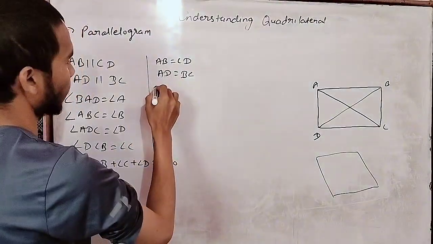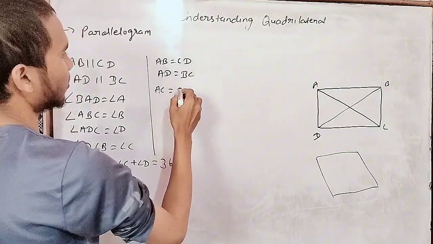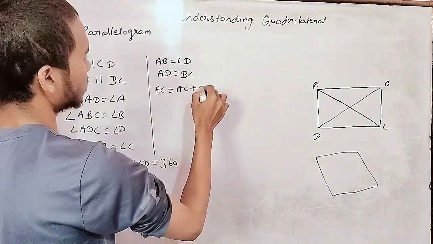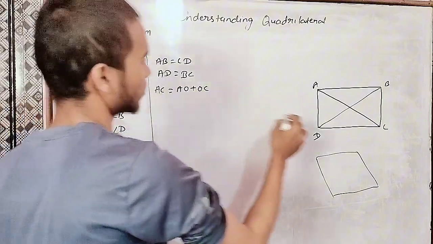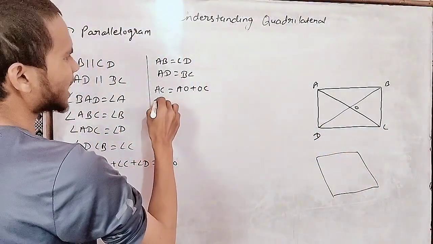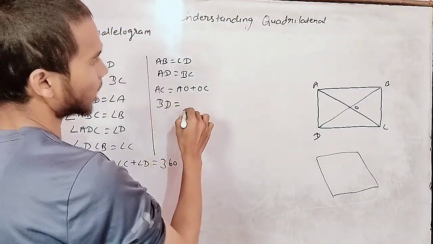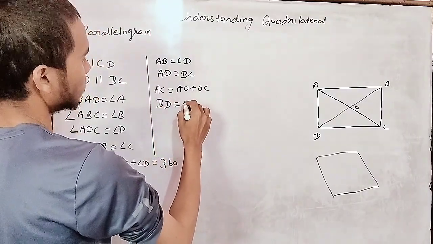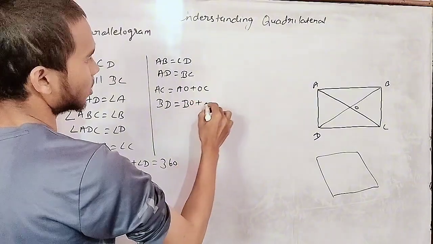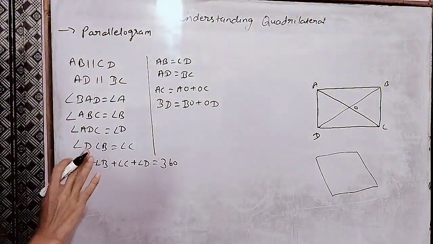So next, AC is a diagonal, and it can be written as AO plus OC. This is the intersecting part. And the second diagonal is BD. BD is also a diagonal, which can be written as BO plus OD. Clear? I hope you are clear.